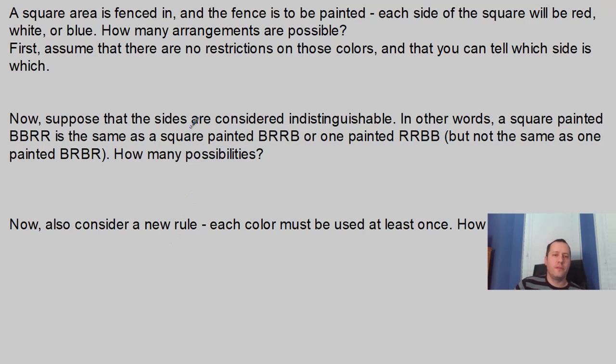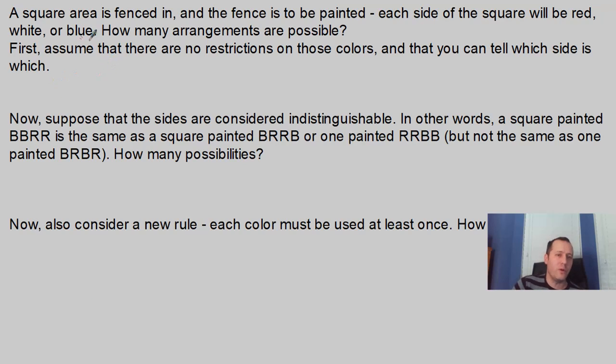Okay, so this is another type of counting here. We're going to look at just this one set of problems. Suppose you've got a square area that's going to be fenced in, and you're going to paint the fence. And it's patriotic, so we're going to do red, white, and blue.